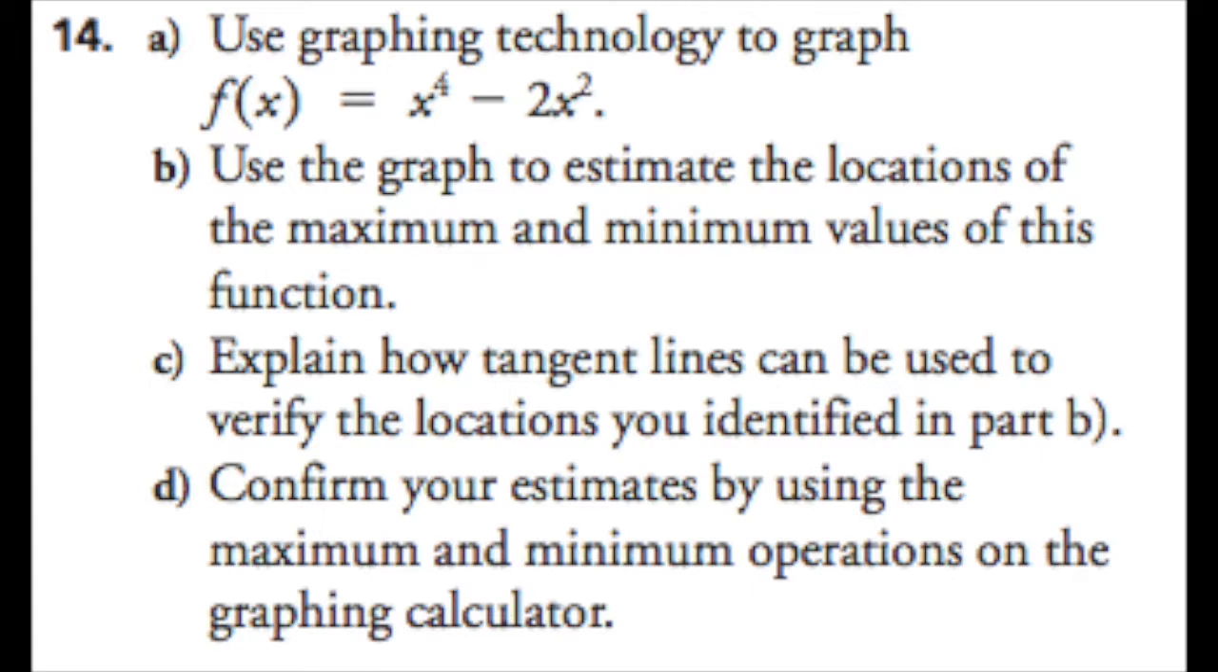14a. Use graphing technology to graph f of x equals x to the exponent 4 minus 2x to the exponent 2. B. Use the graph to estimate the locations of the maximum and minimum values of this function. C. Explain how tangent lines can be used to verify the locations you identified in part B. And D. Confirm your estimates by using the maximum and minimum operations on the graphing calculator.